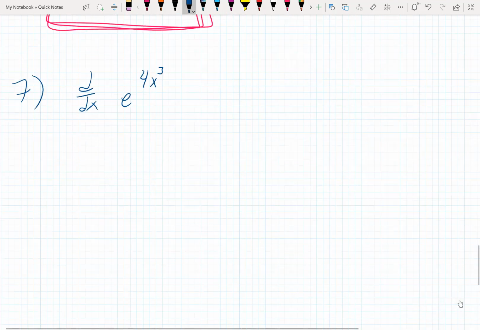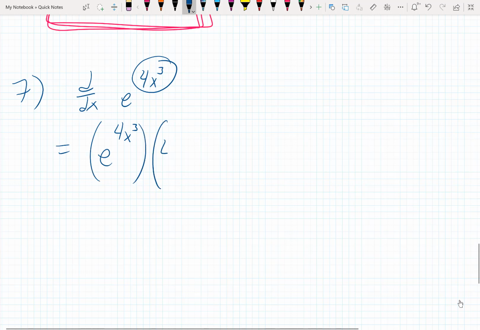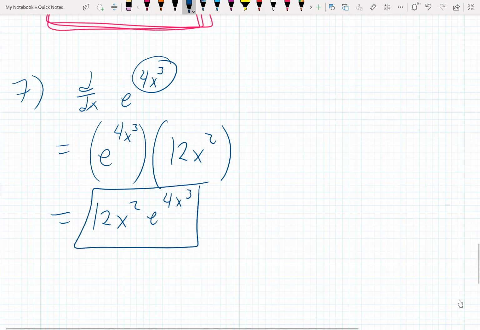Okay, so this is an old one. There's no trig in it. So the derivative of e to something is e to that something, and then chain rule times the derivative of that something. And that's it. So we'll write that in a slightly nicer order, and that's as good as that's going to get.